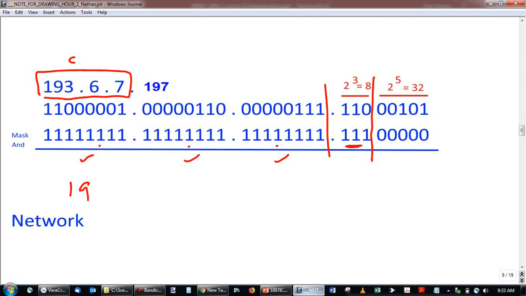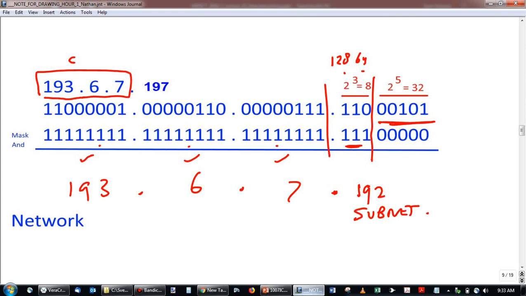Well, 193 falls through here, 0.6 falls through here, 0.7 falls through here, and then part of this falls through, and not all of it. So which part falls through? 110. What's 1 here? This is 128, and what's the next one? 64. 128 plus 64 is 192. Does any of this fall through? No. So it's just 128 plus 64. So my subnet is 192 in this case. Right? You see how I generated that? Might not be that meaningful at the moment, but this subnetwork number is 192.